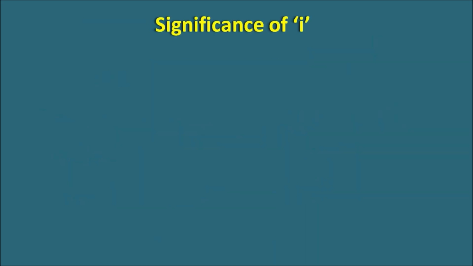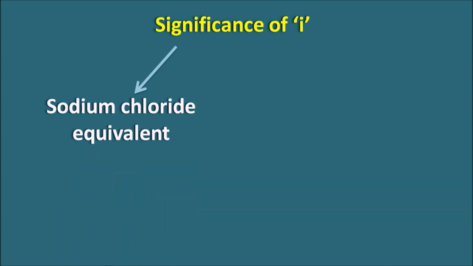Now what is the significance of the i value, the dissociation factor? Dissociation factor is also called van't Hoff's factor. This is very important whenever electrolytes are involved in the solution. One of the important roles of i is the calculation of the sodium chloride equivalent for drugs. So what is the sodium chloride equivalent? We know that sodium chloride is one of the substances which can be used to adjust the tonicity of parenteral preparations. So in the preparation of parenterals, the adjustment of tonicity is one of the important requirements.